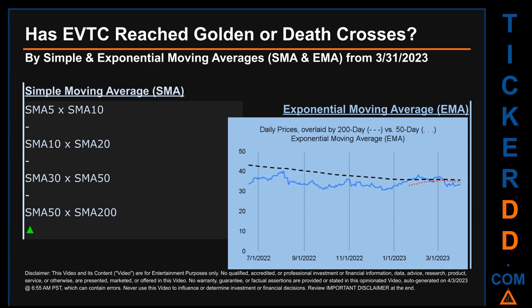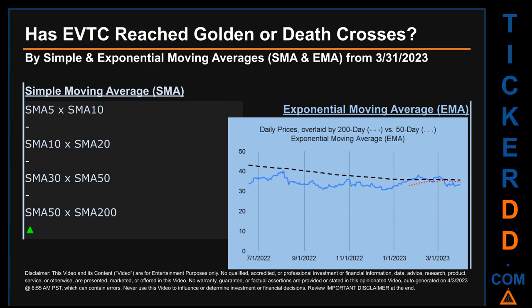Has EVTC price reached golden or death crosses? Golden Cross and Death Cross are basic signals that compare average prices across two specified trade day ranges, a short-term versus a long-term range. For example, 5-day versus 10 trade days.